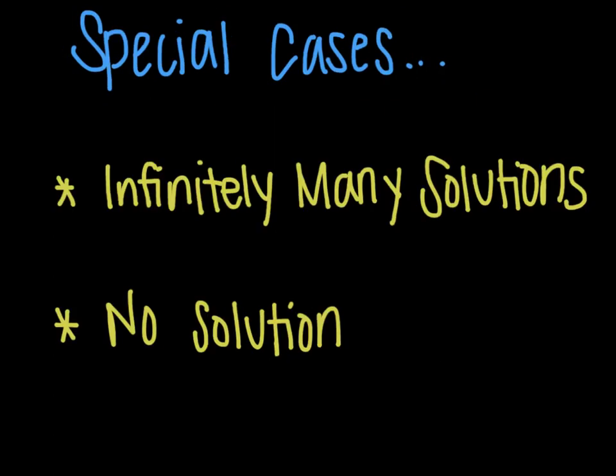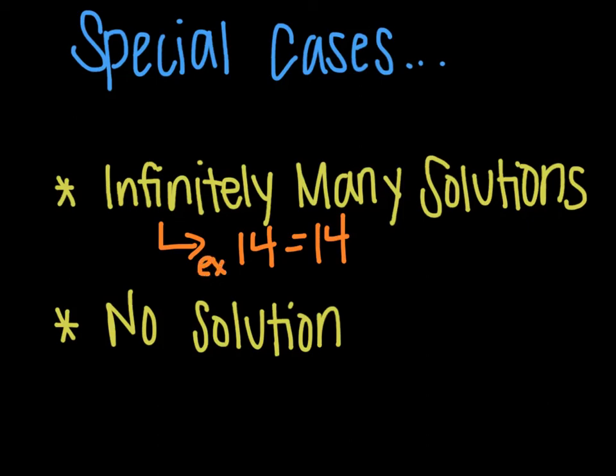There are some special cases that we need to talk about, just like when you were graphing equations and there are special situations. The same thing is true here. So the first one, infinitely many solutions. That would be the answer if when you're solving, you end up having something like 14 equals 14. And you can't solve it any further because it all ends up being the same. They're equal. That's infinitely many solutions.